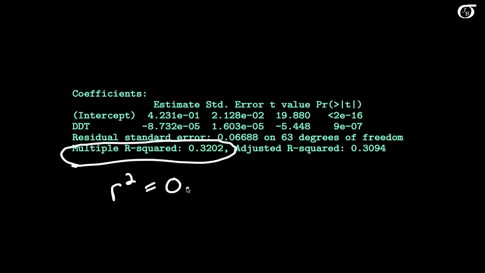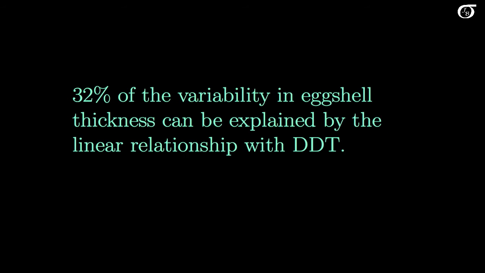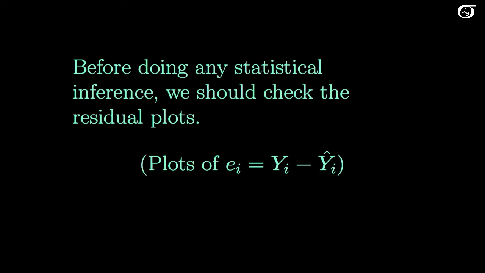And that is 0.3202. And that is the proportion of the variability in y that can be explained by our linear relationship with our x variable. Or in other words, 32% of the variability in eggshell thickness can be explained by the linear relationship with DDT. Here's another question.